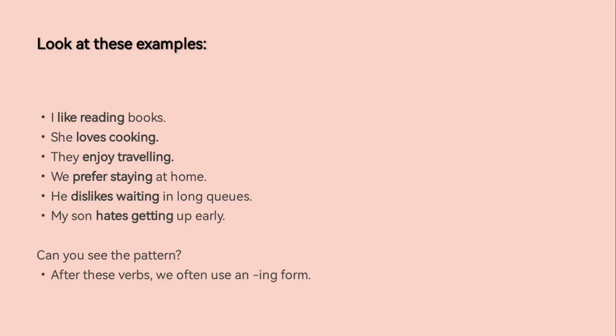Look at this example. I like reading books. She loves cooking. They enjoy traveling. We prefer staying at home. He dislikes waiting in long queues. My son hates getting up early. Can you see the pattern? After these verbs, we often use an ing form. Okay?